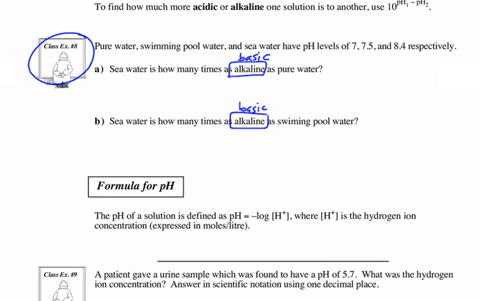So if we want to find out how many more acidic something is, 1 compared to 2, that's when you're going to go the pH of 2 minus the pH of 1. If we want to find how much more basic something is, then the first minus the second. It's the opposite order.